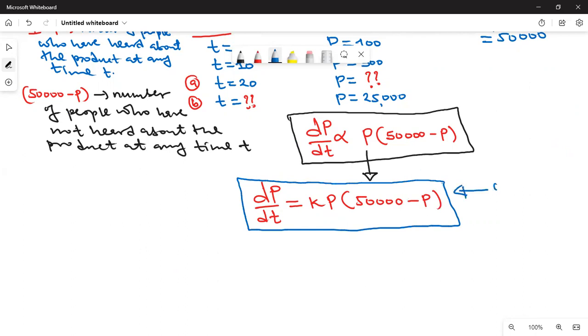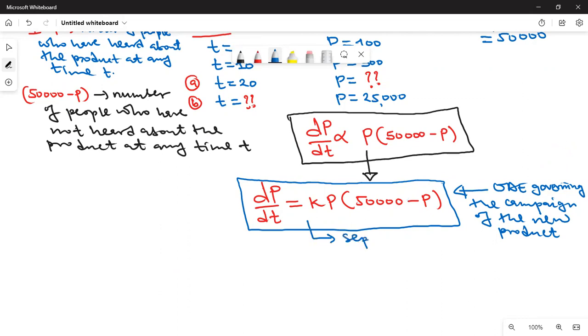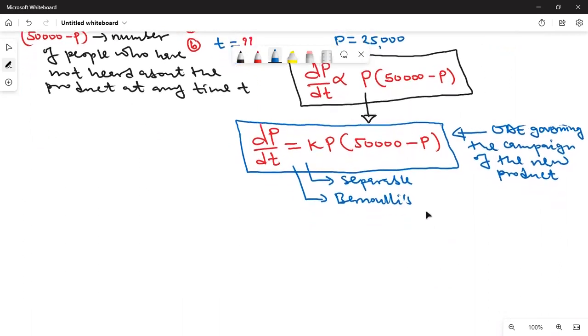So I can comment here and write, this is the ODE governing the campaign of the new product. This equation can be classified as separable. It is also Bernoulli's. So you could solve it as a separable ODE or a Bernoulli's ODE. Let us solve it as a separable equation.